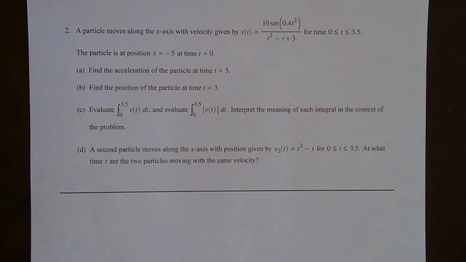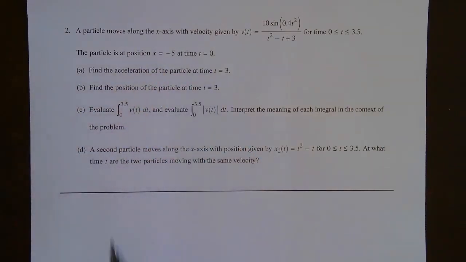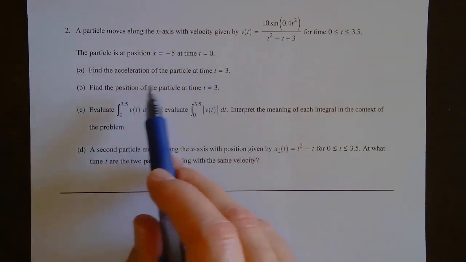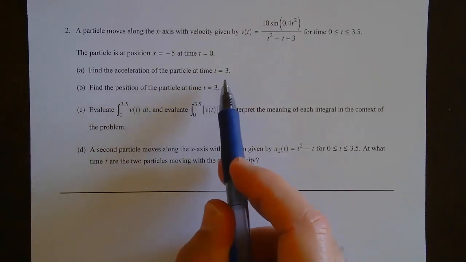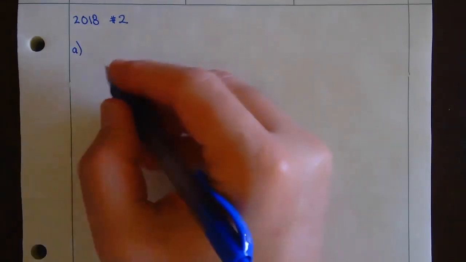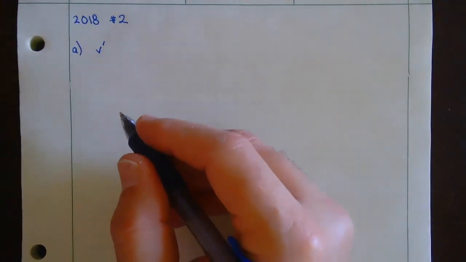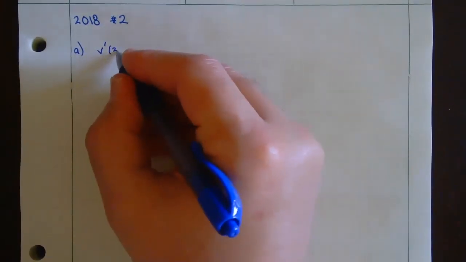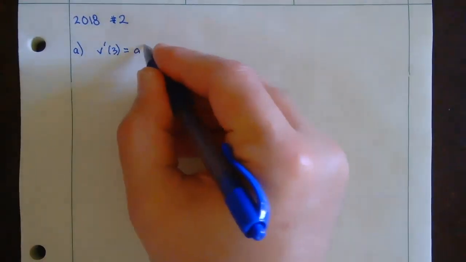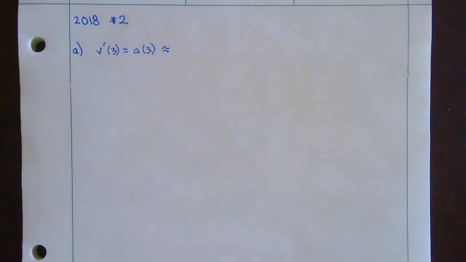Okay. All right. So part A, and they give you the particle is at position x equals -5 at t equals 0. And they want to find, for part A, the acceleration of the particle at time t equals 3. So let's go to our paper and we'll do the correct write-up on that. So the acceleration is the derivative of the velocity. So we would want to write v prime of 3, which is equivalent to a of 3, which will be about, okay, and we're going to put this into our graphing calculator.